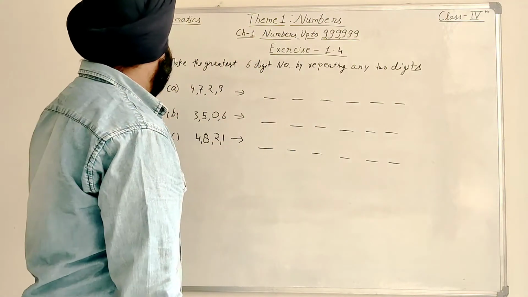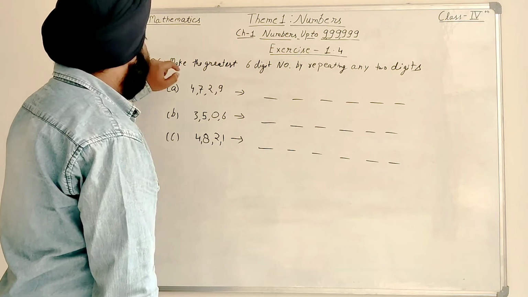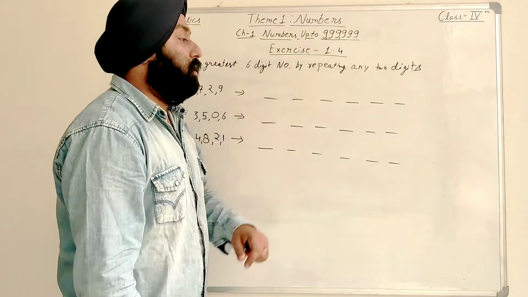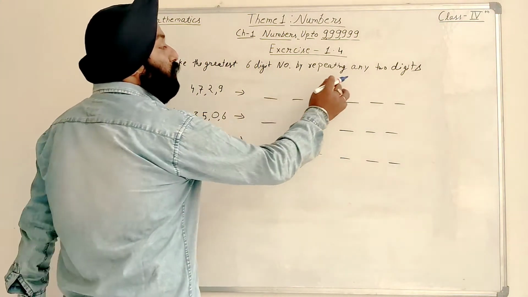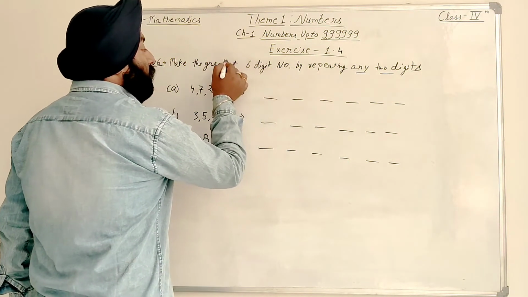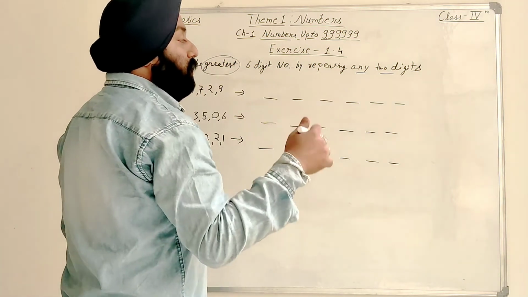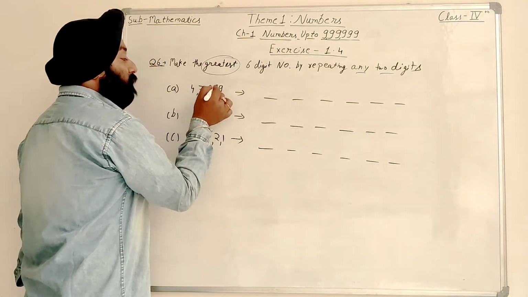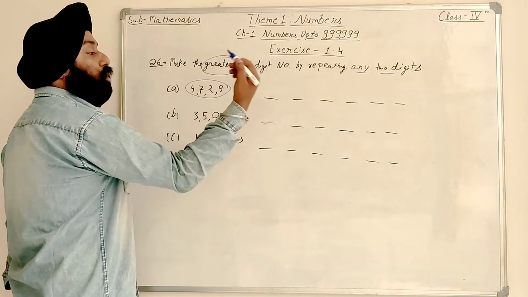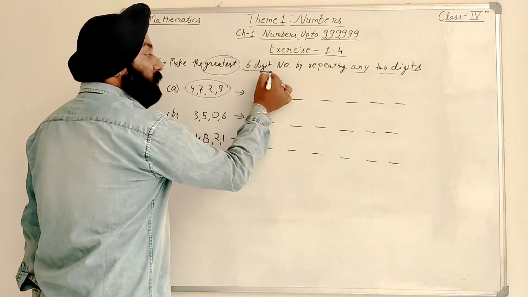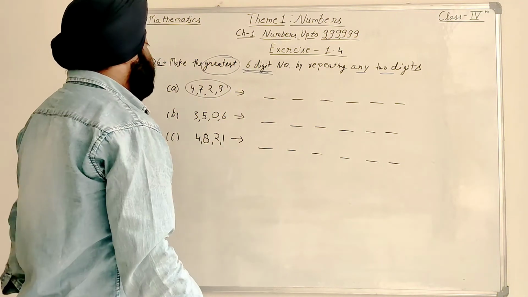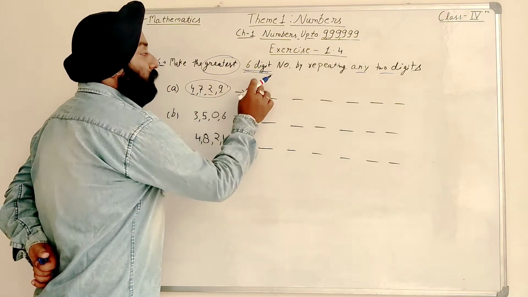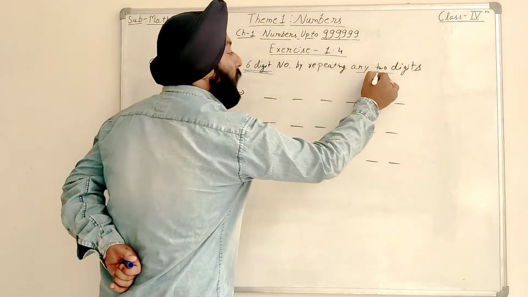So our next question is, we have to make the greatest 6-digit number by repeating any 2 digits. By repeating any 2 digits, we have to make the greatest, meaning the largest number with the help of repeating any 2 digits. We have 4 digits and we have to make it a 6-digit number. Or we can repeat any 2 digits.